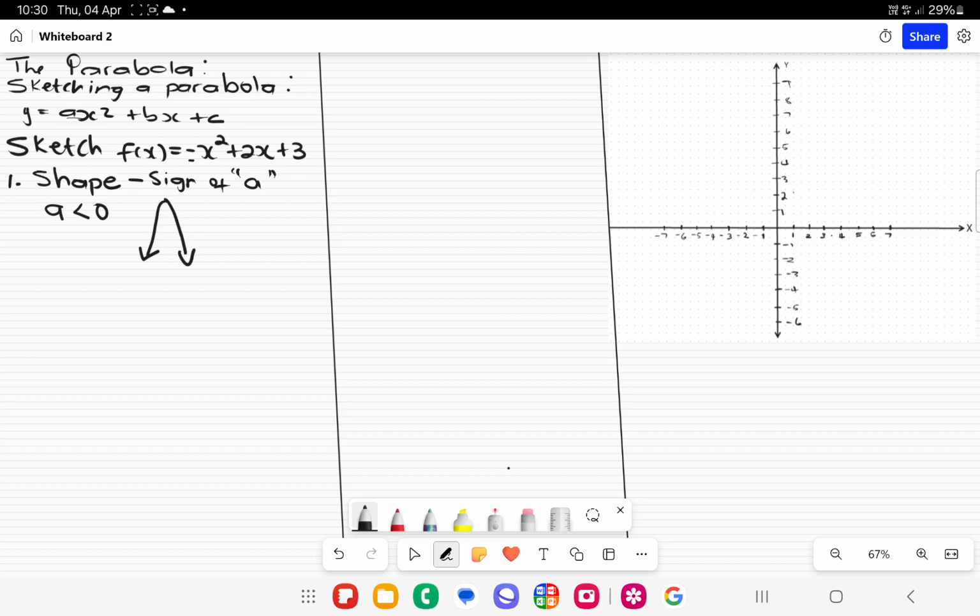This is a step that people seem to ignore, but for me it's quite important, because when all is said and done, you will know if at least you might be right. All right. Now, after determining the shape, we are going to find our x-intercept.